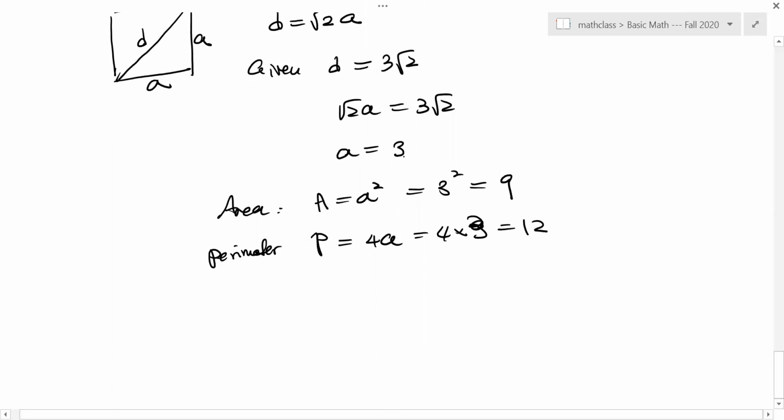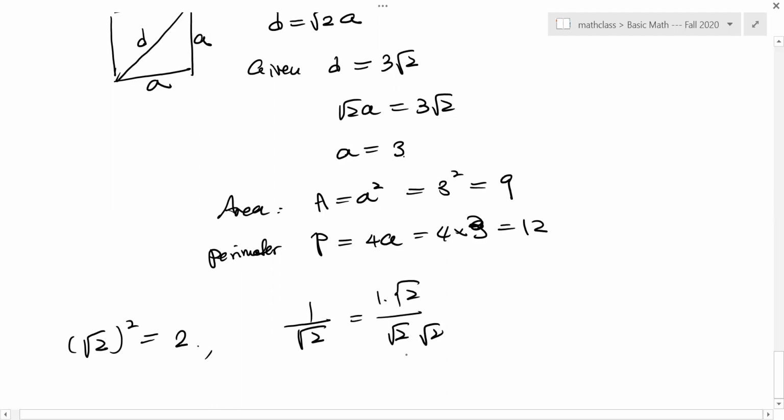So if you know the edge, then you get this, right? So let me go back to the square root of 2. Square root of 2 is a very special number. It's a square is going to be 2, okay? So that means if I have 1 over square root of 2, I can do the following. I can multiply numerator and denominator both by square root of 2. Then square root of 2 squared is going to be 2. So 1 over square root of 2 can be written as square root of 2 over 2.